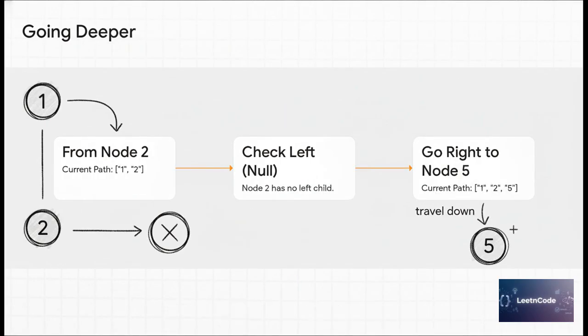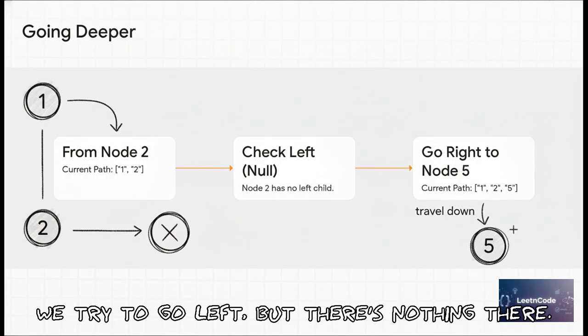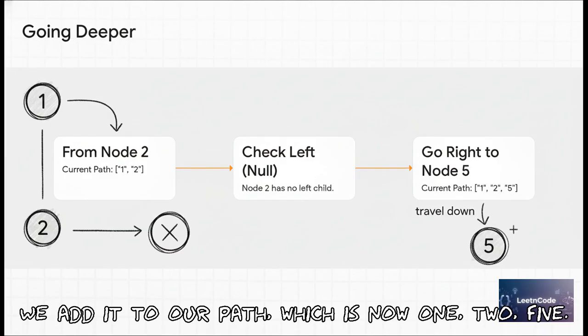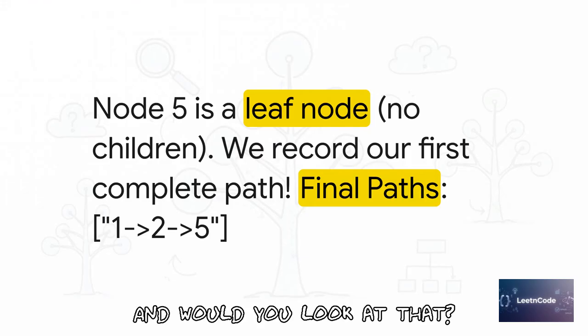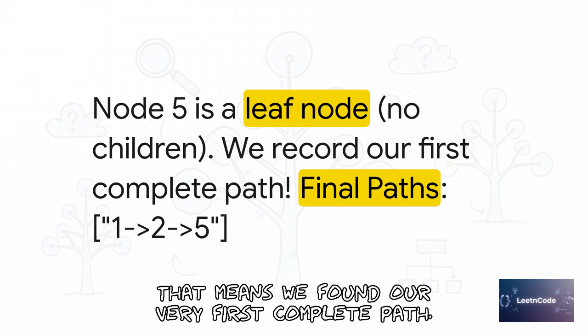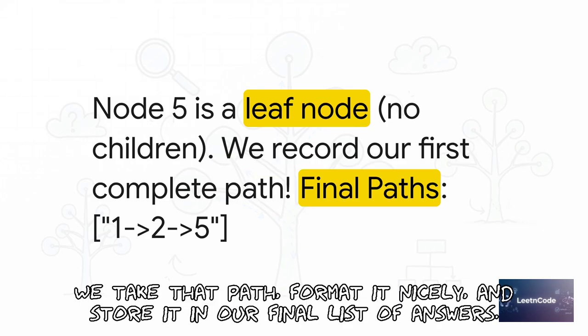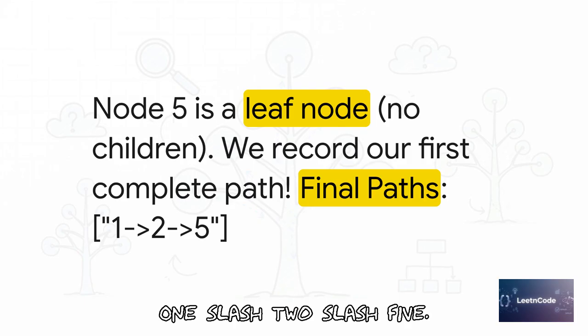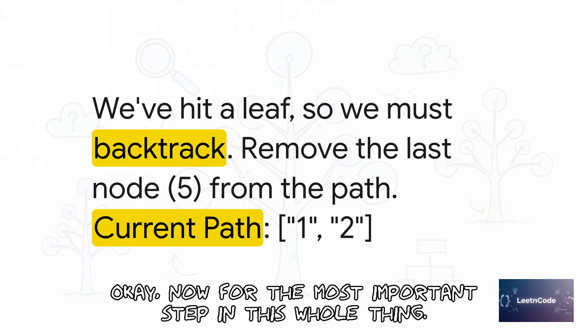Now we're at node 2. We try to go left, but there's nothing there. It's a dead end. So we try going right, and there we find node 5. We add it to our path, which is now 1, 2, 5. And would you look at that? Node 5 has no children. It's a leaf node. That means we found our very first complete path. We take that path, format it nicely, and store it in our final list of answers, 1/2/5.